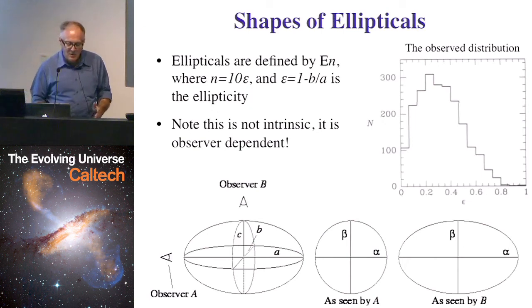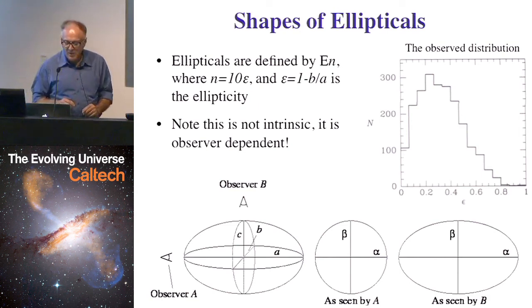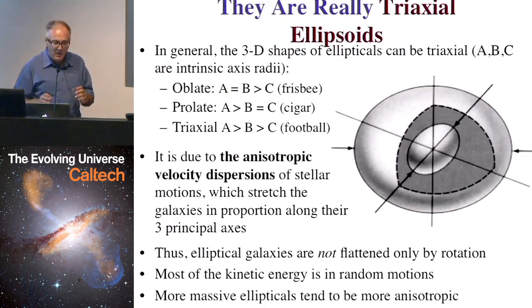The shapes would clearly depend on what side you look at them from. And so the observed distribution of ellipticity peaks around 0.2, 0.3, so it's just slightly flattened. But you don't know whether you're looking at an oblate ellipsoid that's tilted, or a prolate one that's elongated, or something in between. And it turns out that actually elliptical galaxies are triaxial.